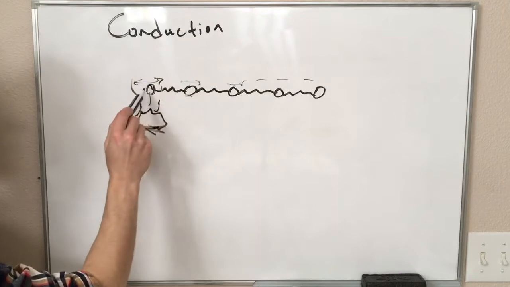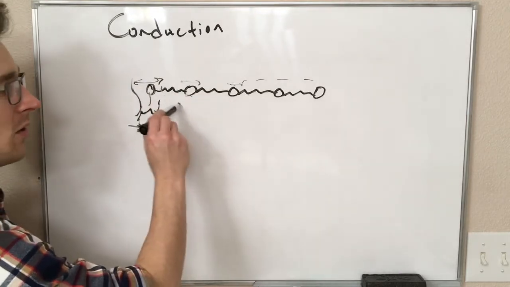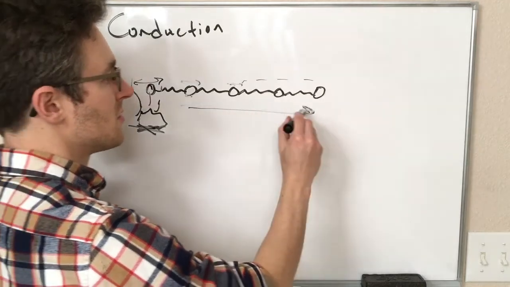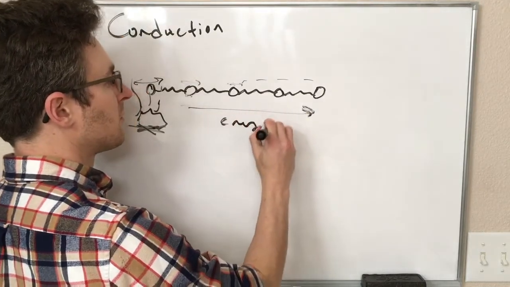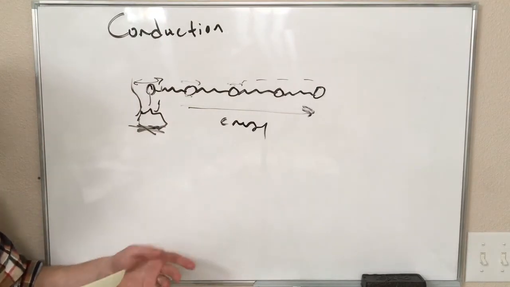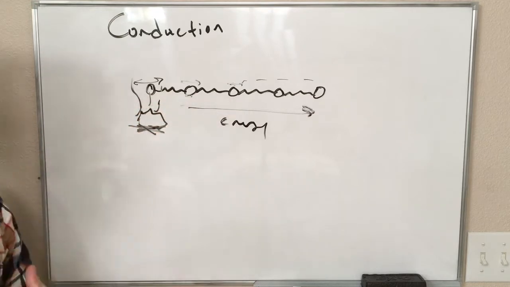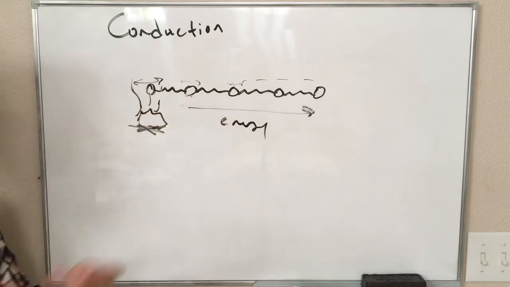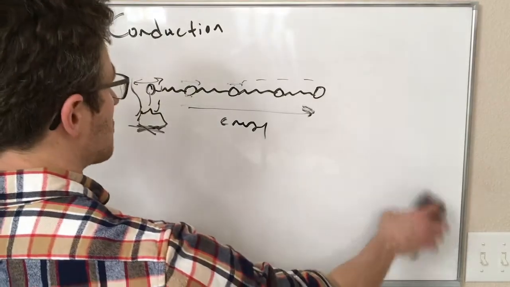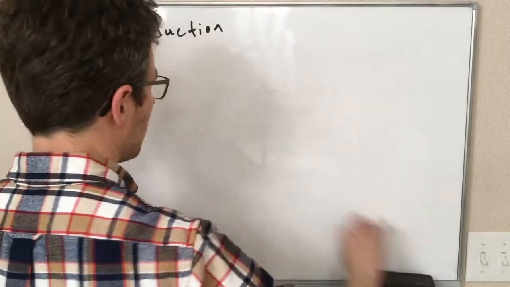Eventually, some of this energy, by pushing and pulling on neighbors, is going to make it all the way to this other end. So this is conduction. This heat is spreading because of these atoms in contact with one another. They are bumping into each other, pushing and pulling on one another. So that is our conduction. That's our cartoon picture.